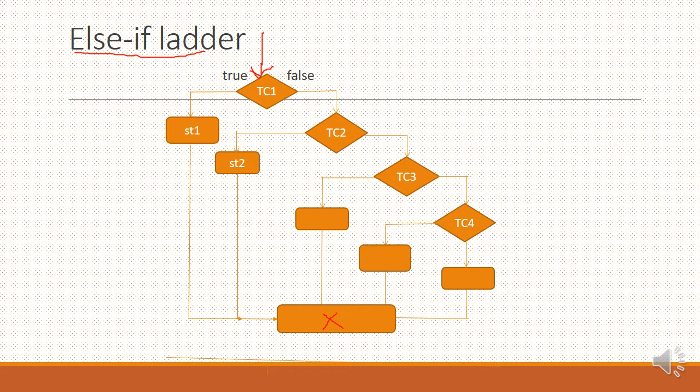If it is false, what happens? This is called the default statement. That means all the conditions are false. If all the conditions are false, one statement, that is called the default statement, is going to execute. After executing this also, it is going to execute the next statement.